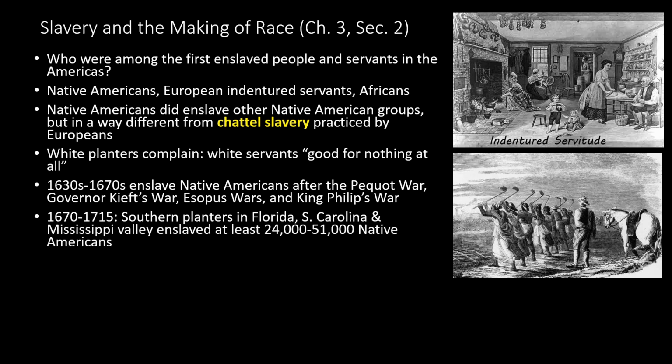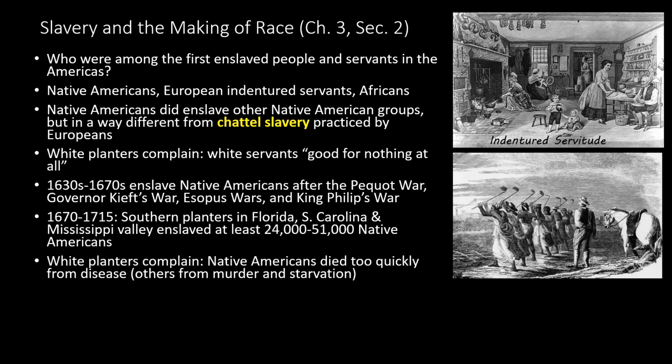And we see in the South also, right, there's an intensification of this reliance on Native American slavery, which of course becomes over time one of the major plantation economies of the region that would eventually become the United States. So from 1670 up until 1715, we see a major reliance on slaves by Southern planters in Florida and South Carolina and also in the Mississippi Valley. It's estimated that they enslaved anywhere from 24,000 to 51,000 Native Americans.